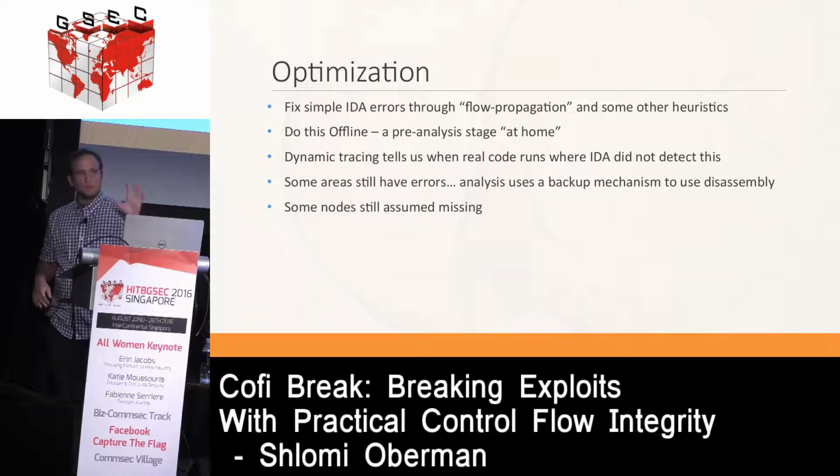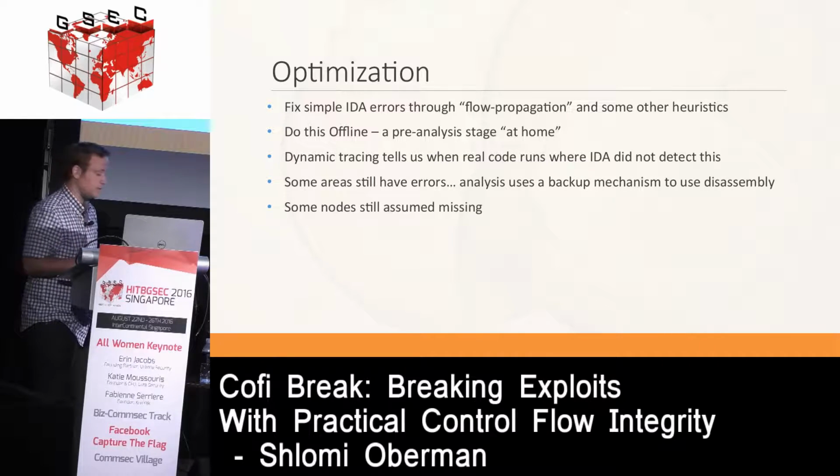Okay, so one thing is fixing simple IDA errors, right? All kinds of heuristics, flow propagation. Some errors are simple. Some areas still have errors, either because it's difficult to perform some kinds of analysis or some kinds of fix-up with IDA, or because the algorithms are not perfect, or because of anti-reversing tricks.